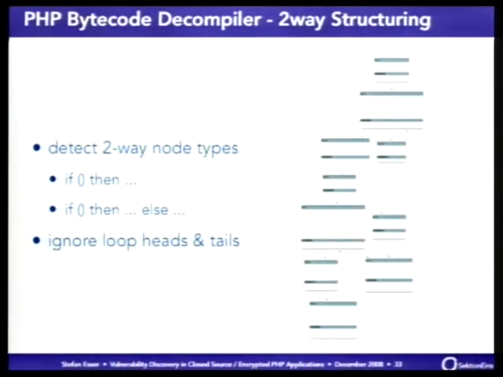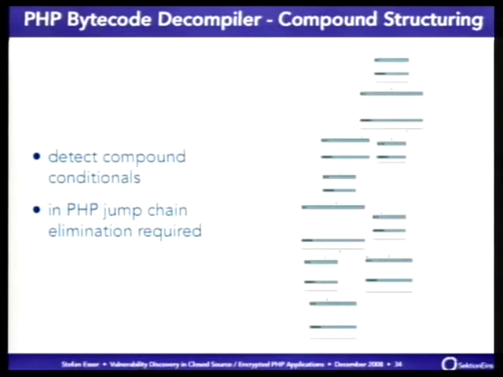You don't need them anymore. The last thing is that you detect compound conditionals, which requires PHP jump chain elimination. Otherwise, the algorithm doesn't work. It's not so interesting. Actually, I'm running out of time, so I will try to speed up.